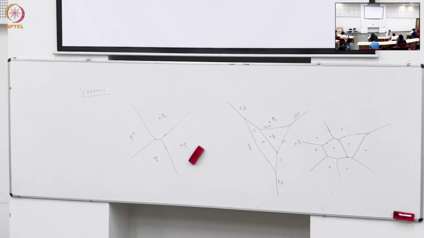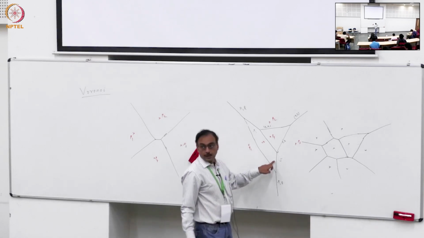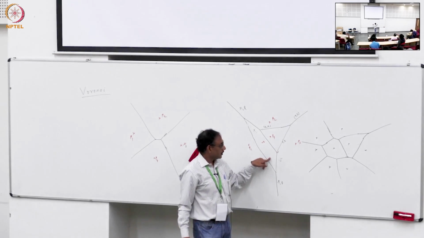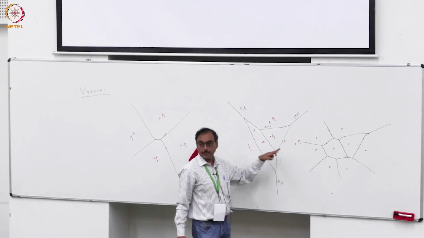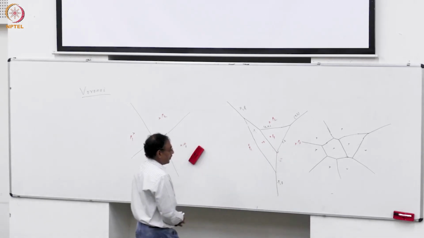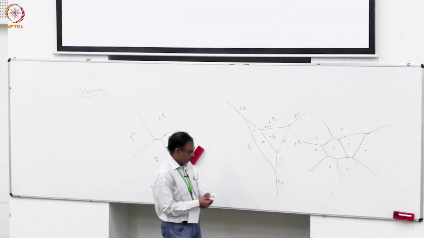So what do you observe? In this case they do not have P5 and P3. There is a Voronoi edge between P5 and P3. This is P3, this is P5, and this is the edge between P3 and P5. No, P1 and P3 is here. So you should connect P1 and P3 also. That is a good point.